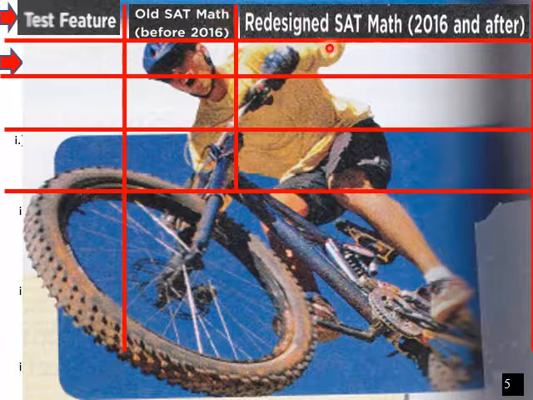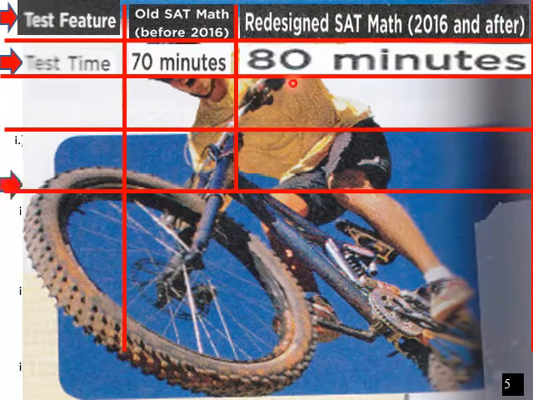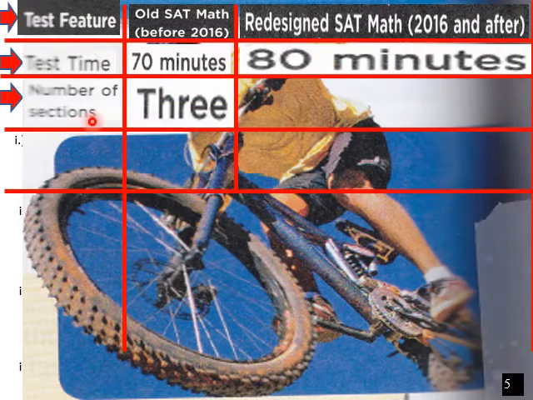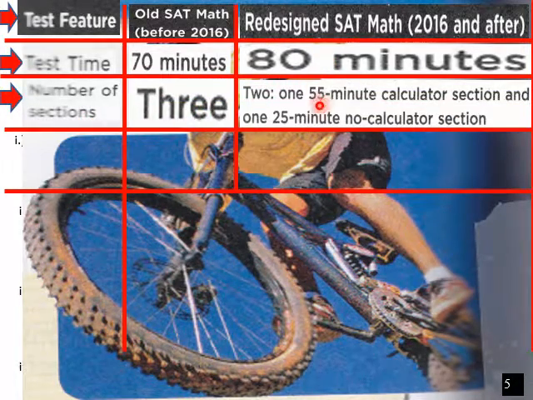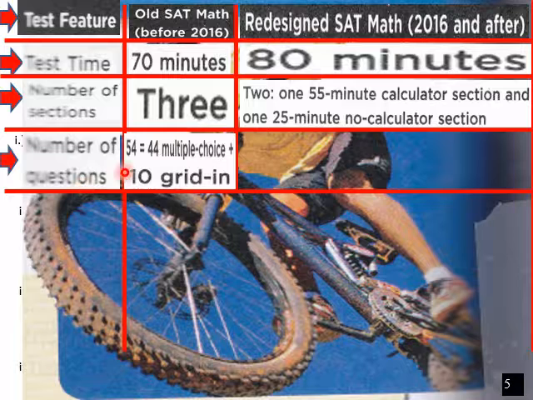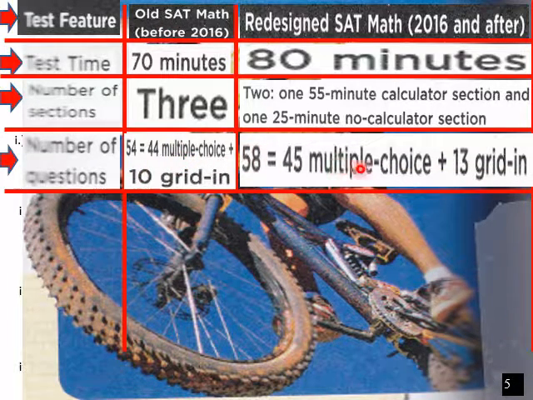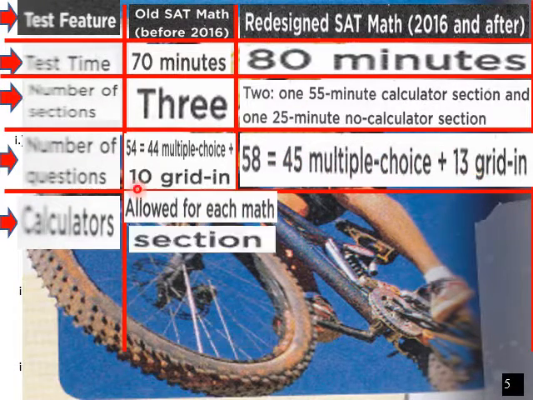Test feature, old SAT, new SAT. Test time: 70 minutes, 80 minutes. Number of sections: 3 for the old; 2 for the new, 1 55-minute calc section and 1 25-minute no calc section. Number of questions: 54, 44 multiple choice, 10 grid-ins. This is the old SAT. The new SAT is 58, 45 multiple choice and 13 grid-ins.